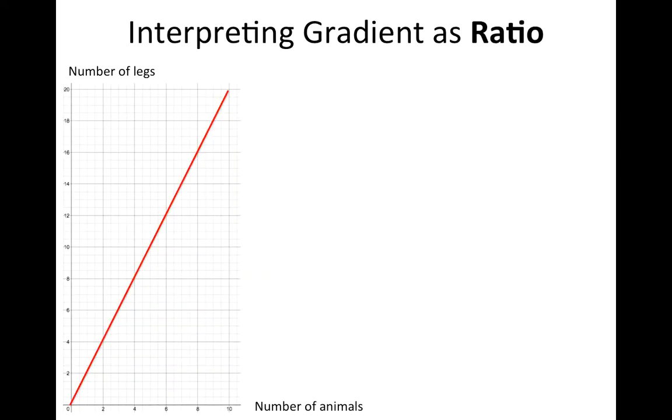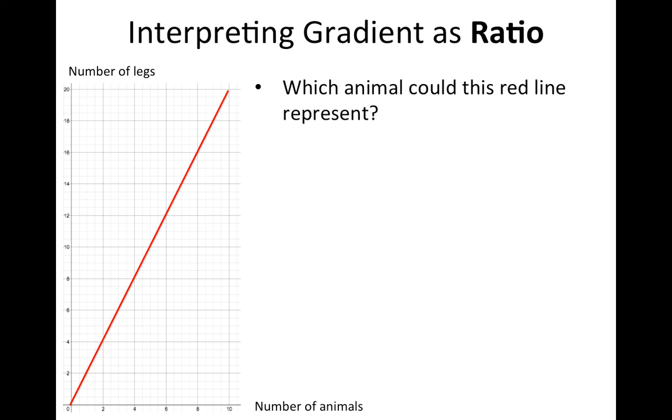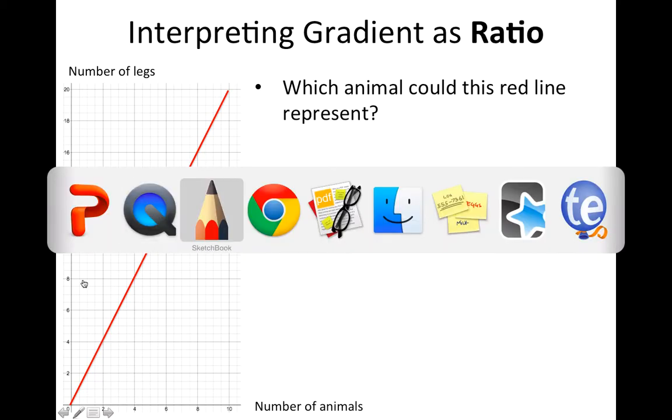So the first question I'd like to ask you is, which animal could this red line represent? Have a think about it for a second. You can pause the video if you want, but here's how we could think about it. If we had two of the animals, this is number of animals, this is number of legs. If we had two of the animals, we would have 4 legs. If we had 4 of the animals, we would have 8 legs.